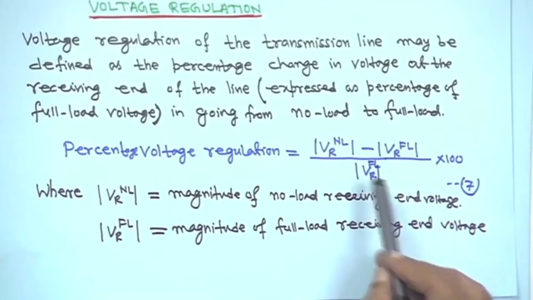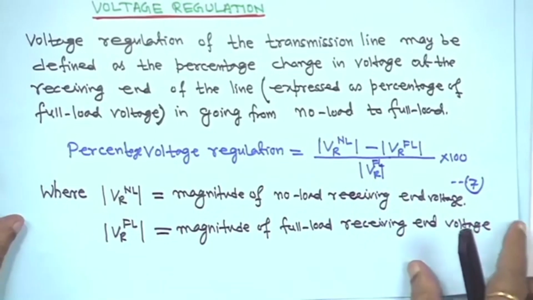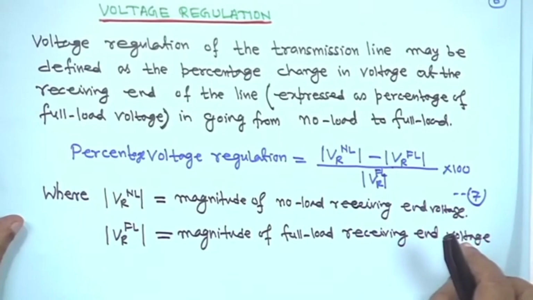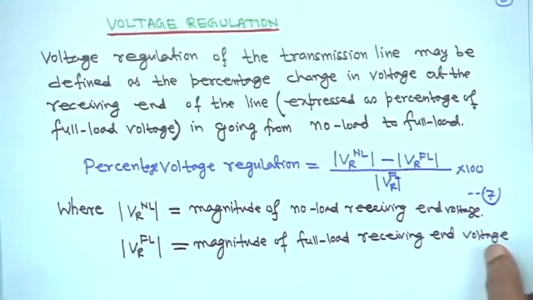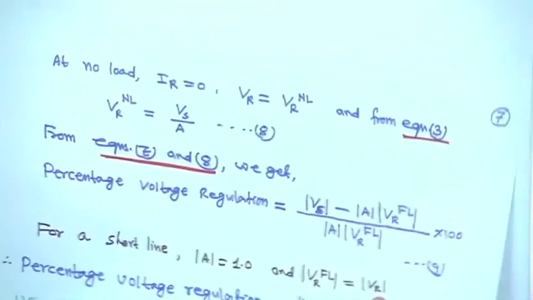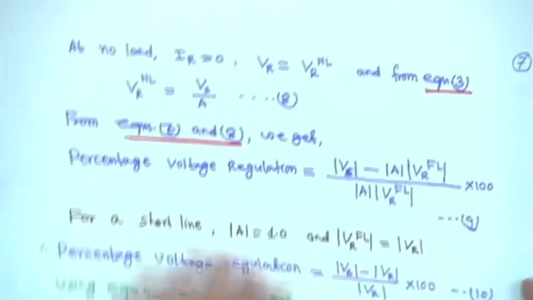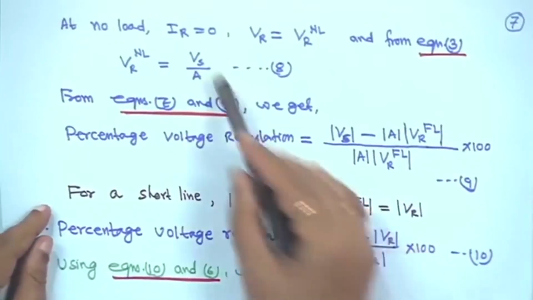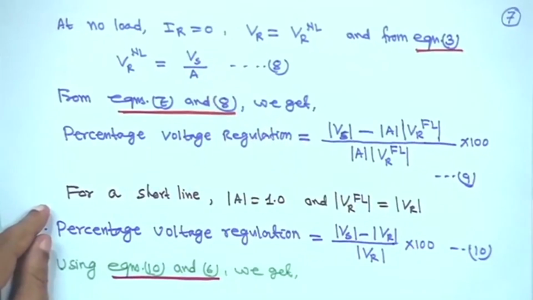So, it is defined as the percentage change in voltage at the receiving end of the line in going from no load to full load. That means that at no load, IR is equal to 0.